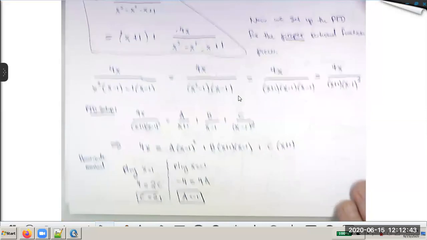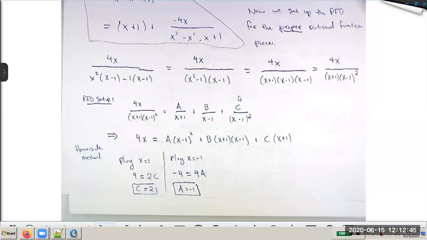So I'm able to get 2 of these numbers using the Heaviside method. There is no other number I could plug in here to make things equal 0, right? 1 makes the x minus 1 factor 0. -1 makes the x plus 1 factor 0. But there's nothing else that's super nice like that.